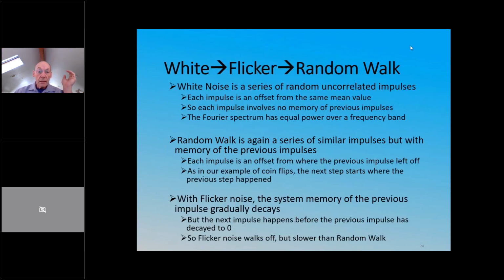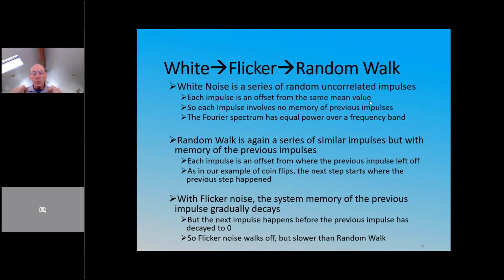So you see that white noise is a series of random uncorrelated impulses. Each impulse is an offset from the same mean value. In a random walk, each impulse starts from the last position that you were in. So with our coin flips, each step starts where the previous step left off.